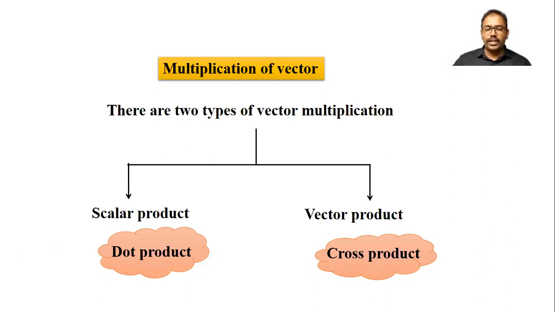Now we have to see in detail what is the dot product and what is the cross product. And remember, the maximum problems in your textbook are based on this multiplication of vectors, so you remember this article very well. So, scalar product or dot product.